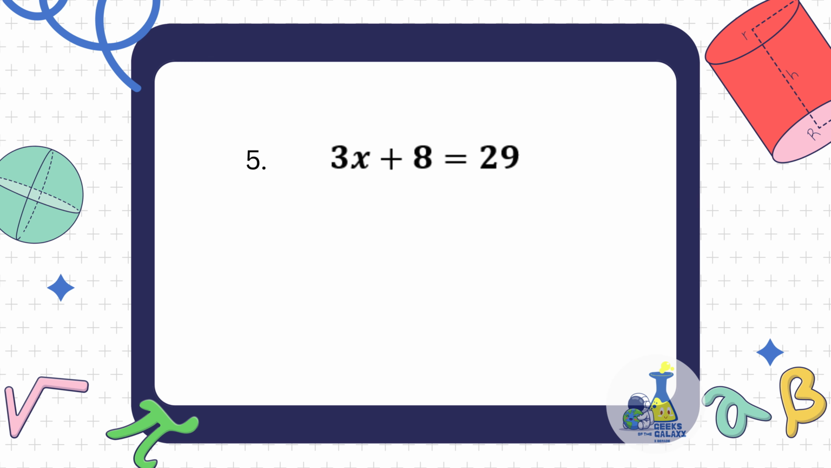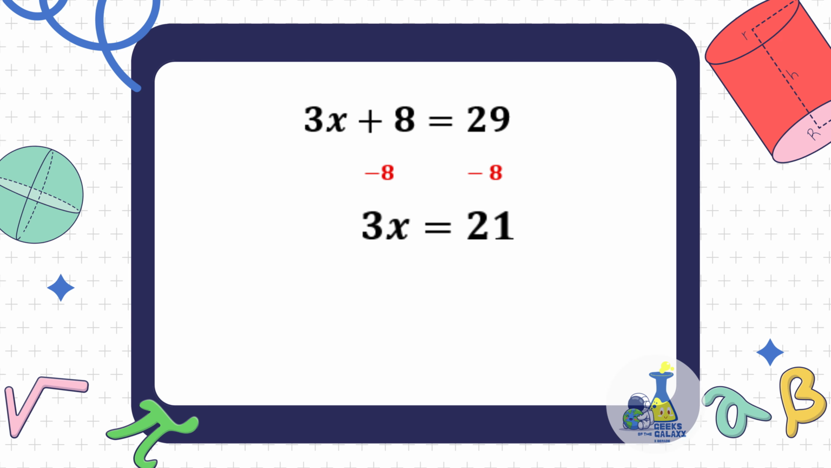We will now look at a two-step equation. Because we're deconstructing the equation to get the unknown variable, our order of operations will not look the same as BODMAS. We're going to start with plus 8. The inverse operation of plusing 8 is minusing 8, which we do on both sides of the equation, and we now have 3x equals 21.